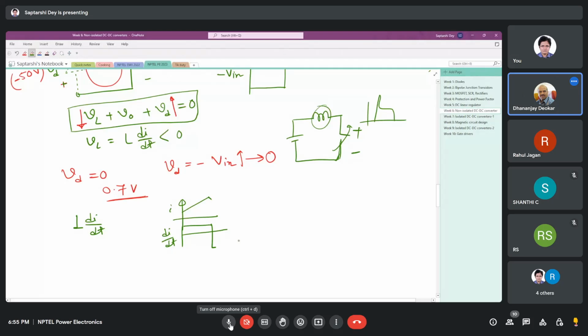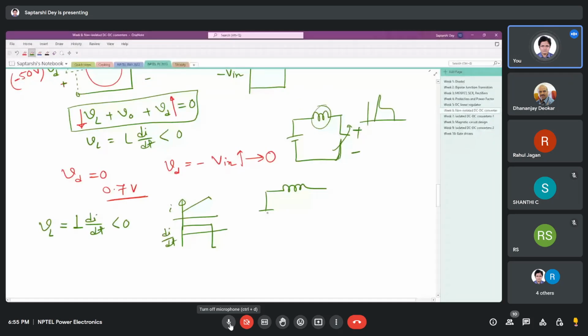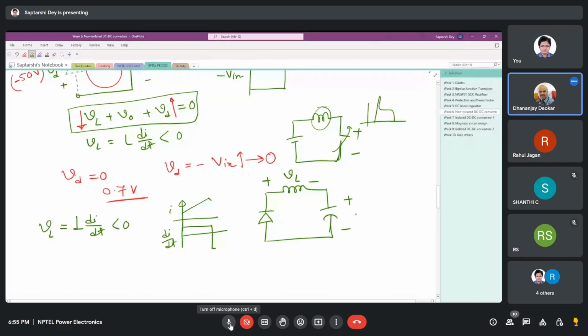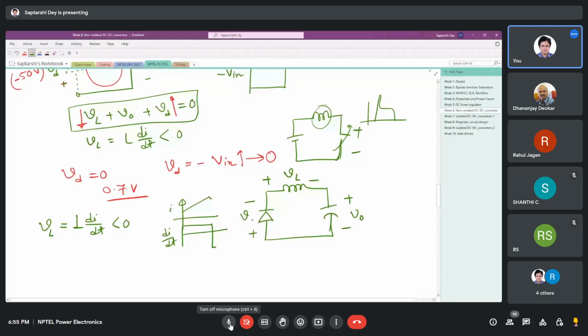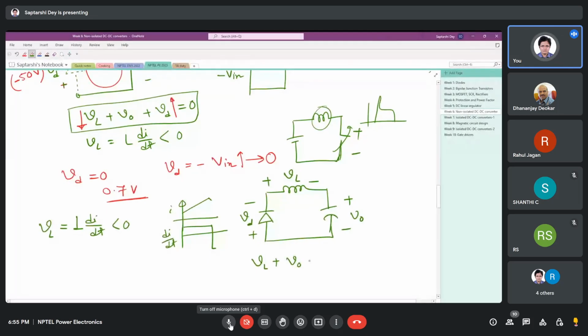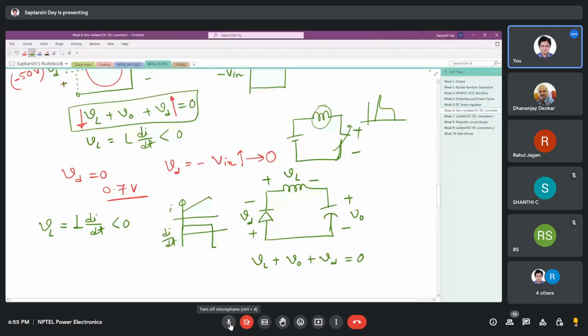Yes. Right? So if di/dt is negative, L di/dt is negative. L di/dt negative means the voltage across the inductor is negative. Now look at the equation and look at the circuit. This is VL, this is VO, this is VD. If I write KVL, it will be VL plus VO plus VD equals 0. Correct?